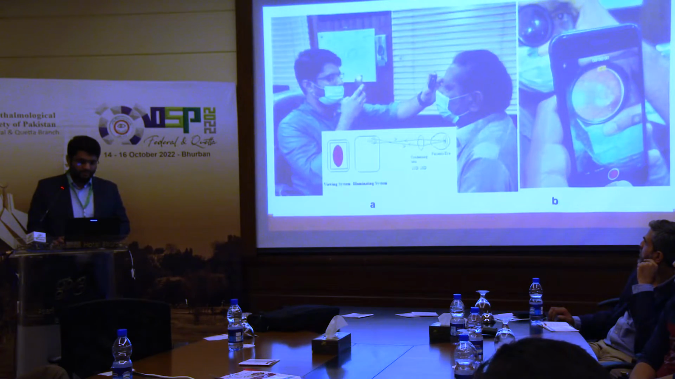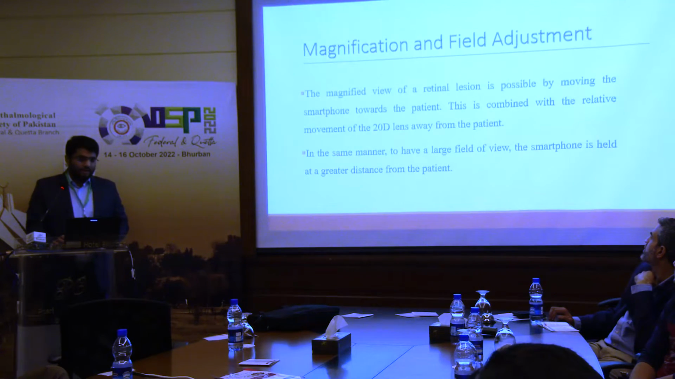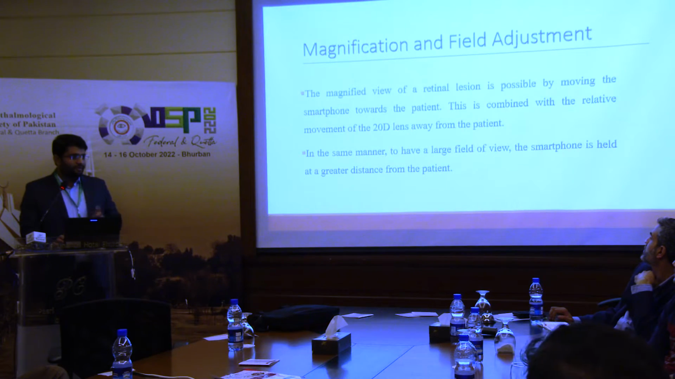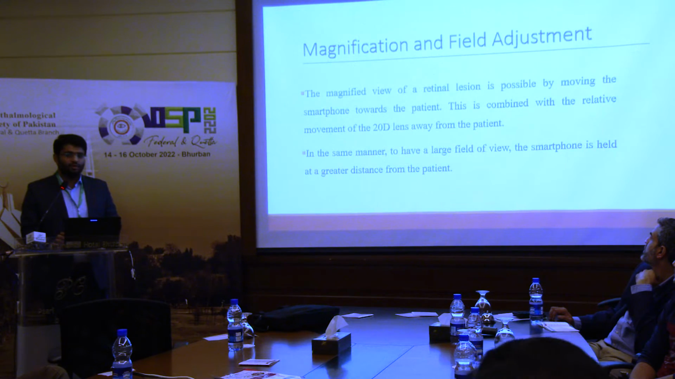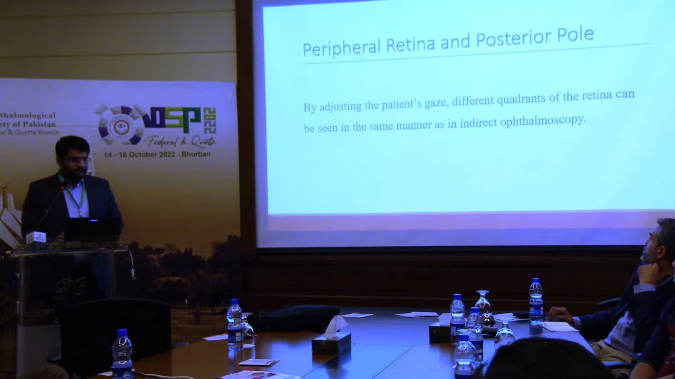This is the description of how the phone is held and how the condensing lens is placed over the eye of the patient. The image taken by this technique can be magnified as well as minified by adjusting the filming distance of the camera and also the lens from the eye of the patient. The peripheral retina can be examined by giving different directions of gaze, and similarly the posterior pole can also be examined by giving a target to the patient.